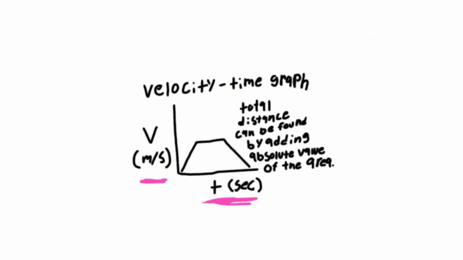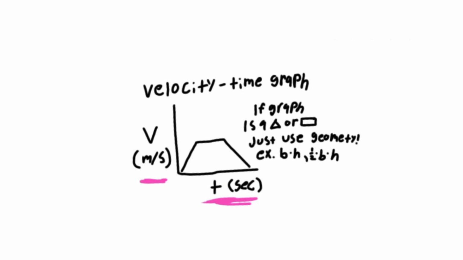And from this type of graph, you could also get the total distance by adding the absolute value of the areas. Another cool thing about these graphs is that if the area makes a triangle or a rectangle, you could just use geometry to find the area. Like if it was a rectangle, you just use base times height, and if it was a triangle, you just do 1/2 times base times height.